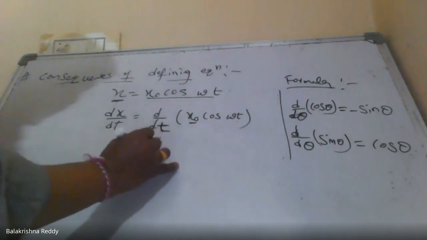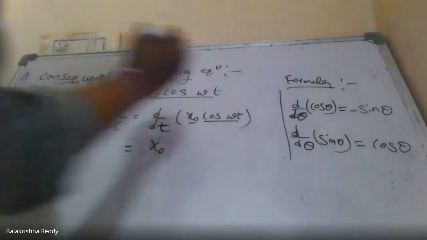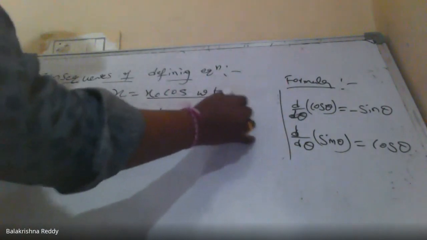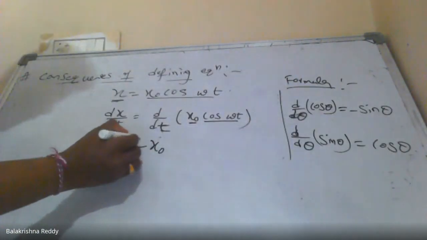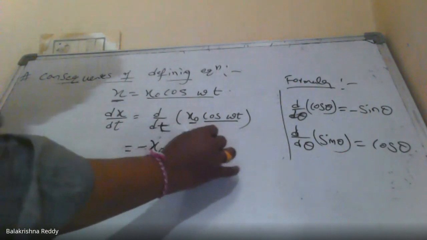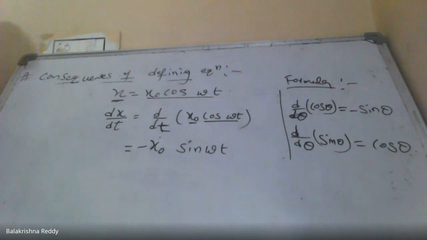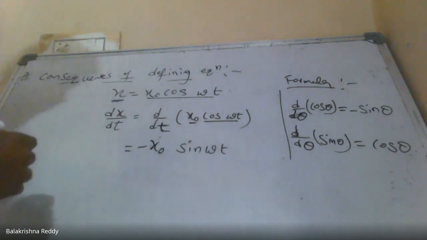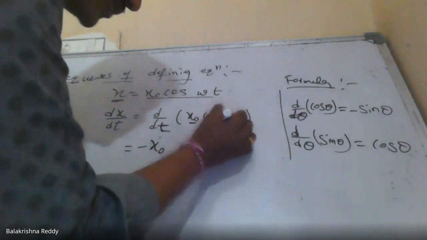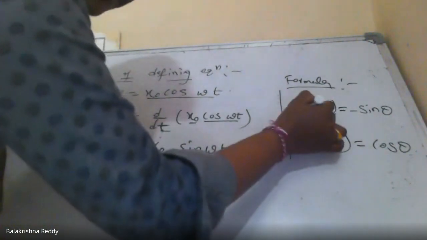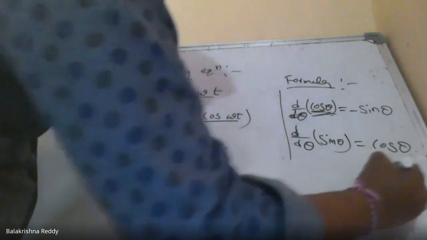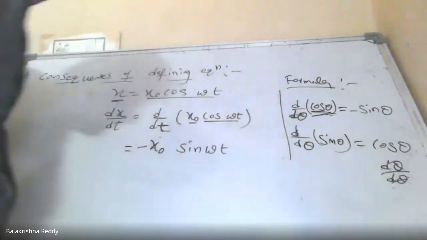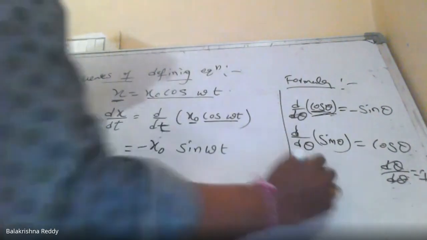Yes, sir. I cannot differentiate this x naught, so I'm keeping it aside. I can differentiate the total function, cos omega t. Omega t is part of the time function. So the differentiation of cos theta is minus sine theta. So minus, I'm keeping here, sine omega t. Since I've written sine omega t, again I have to differentiate this function also. Here I differentiated the total function. Again I have to differentiate theta also. But d theta by d theta gives us 1 only.